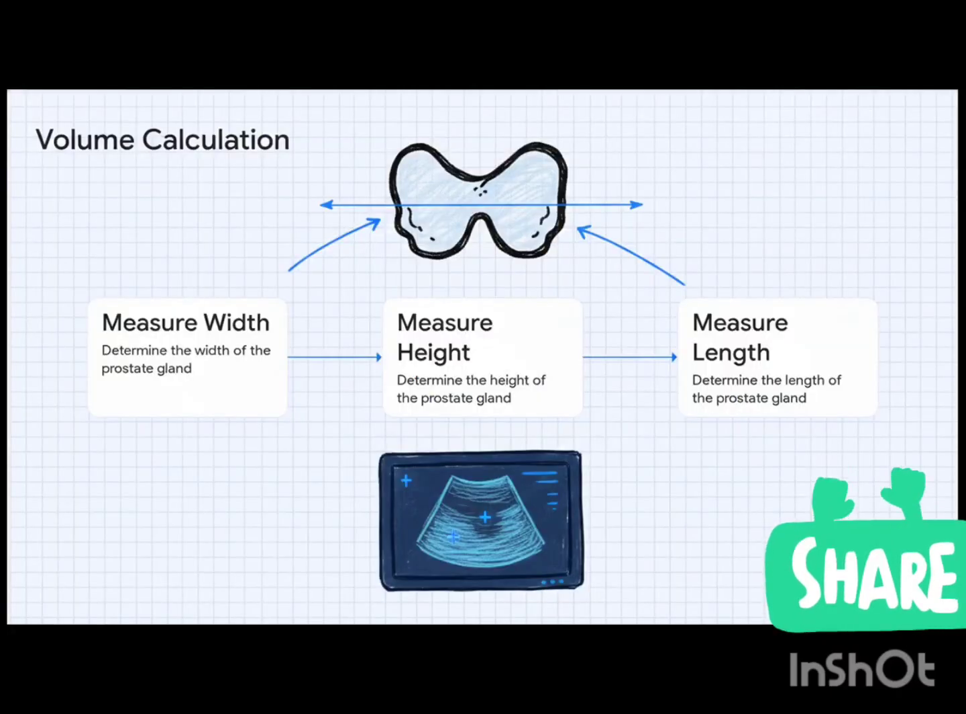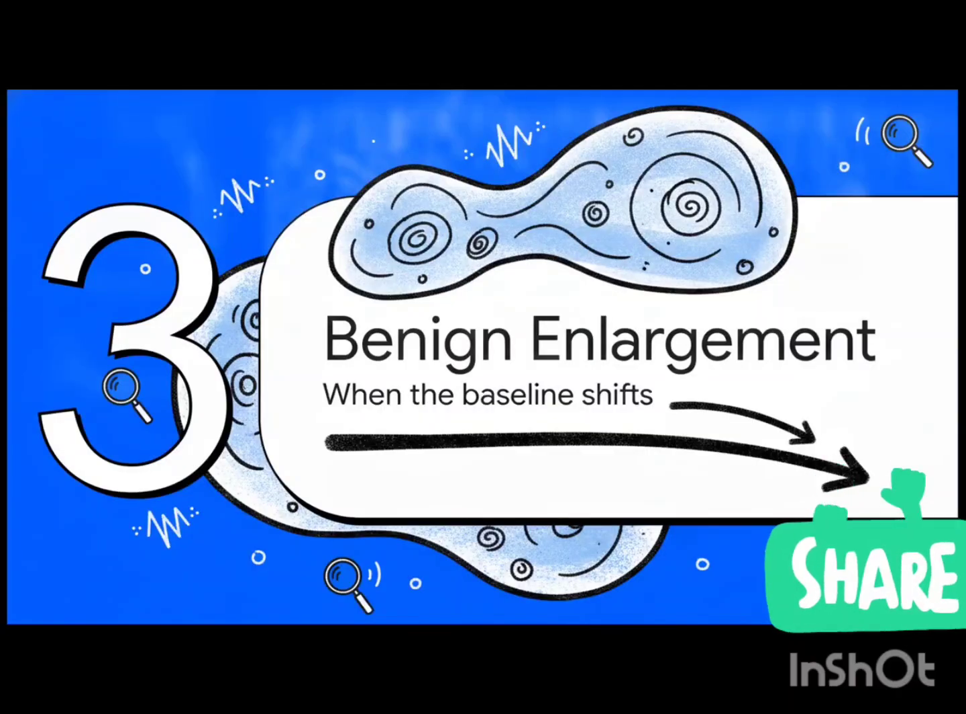Now, to actually confirm it's healthy, the sonographer has to measure it. In a real exam, you'd see these little digital calipers pop up on the dark screen, mapping out the gland in 3 dimensions. Step 1, they measure the width. Step 2, the height. And Step 3, the length. By grabbing these 3 specific dimensions, the ultrasound system can automatically calculate the approximate volume of the prostate. And boom, that gives us our perfect healthy baseline to work from. So what happens when that baseline starts to shift?